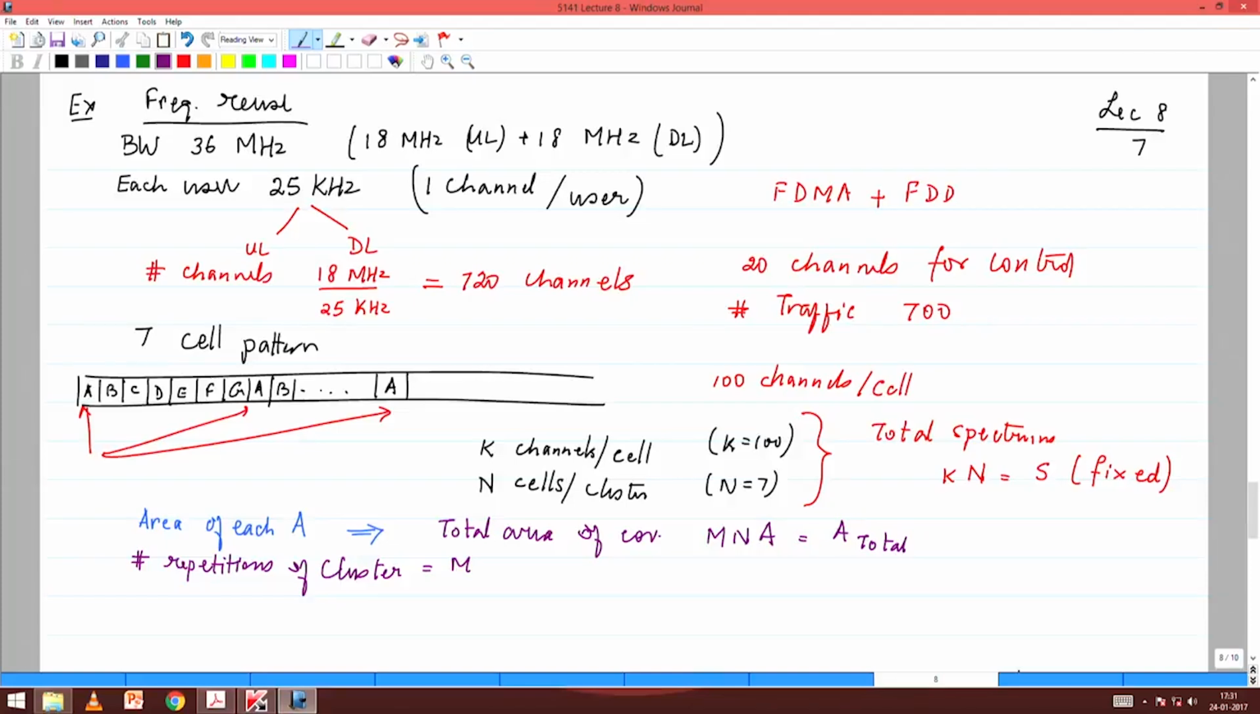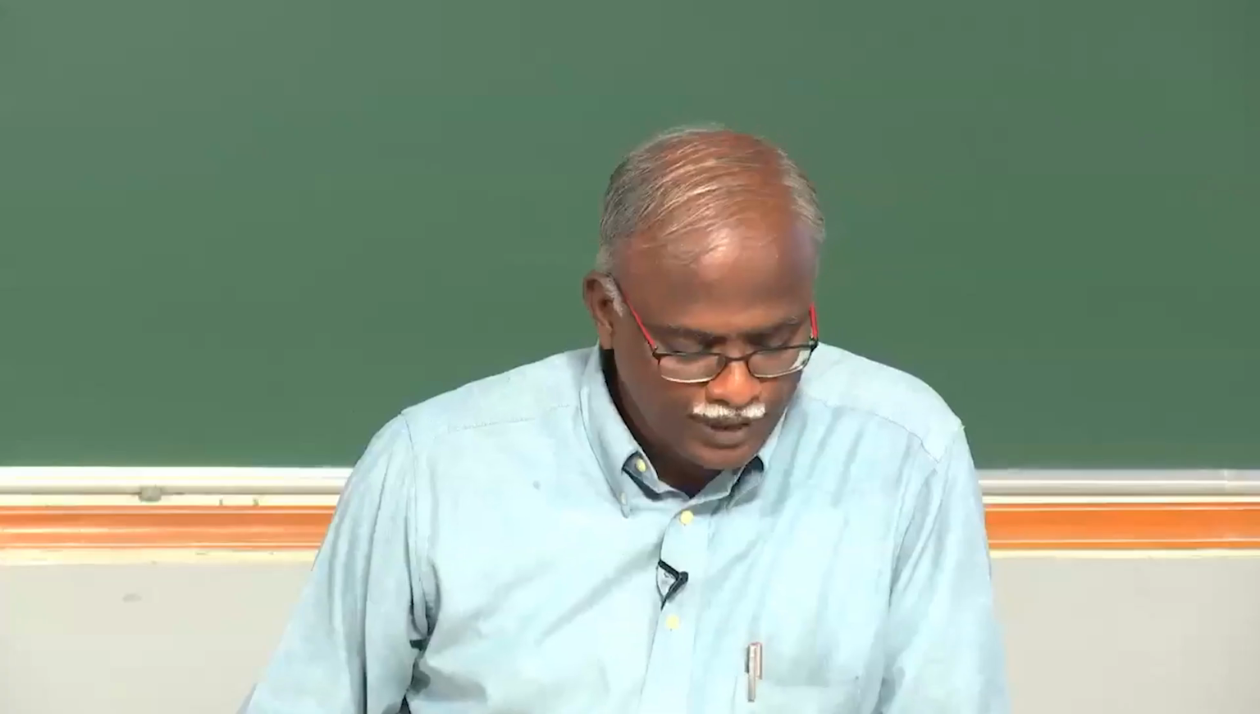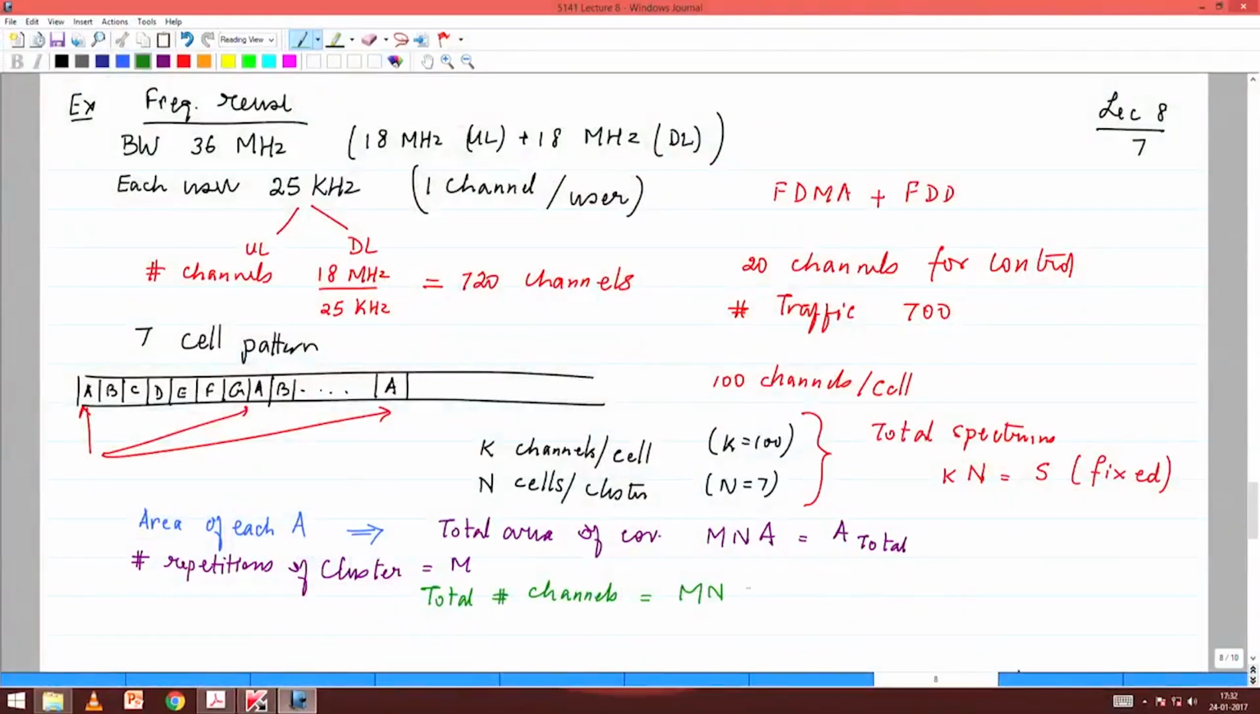Now within this entire geographical area, what is the total number of channels that you have? At any given time, what is the total capacity? How many simultaneous voice calls can you carry? This is related to the number of clusters that you are using, within each how many cells per cluster, and within each cell how many channels are available. So this is your capacity.